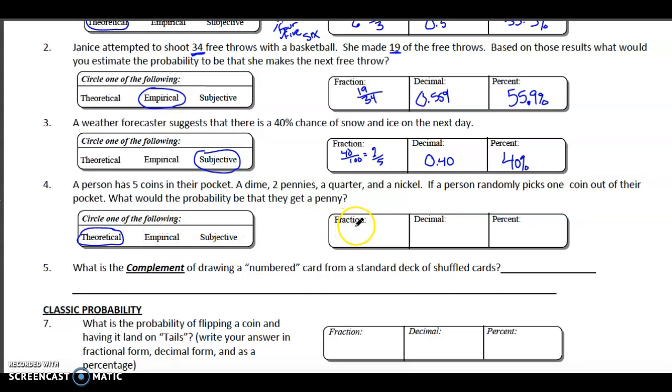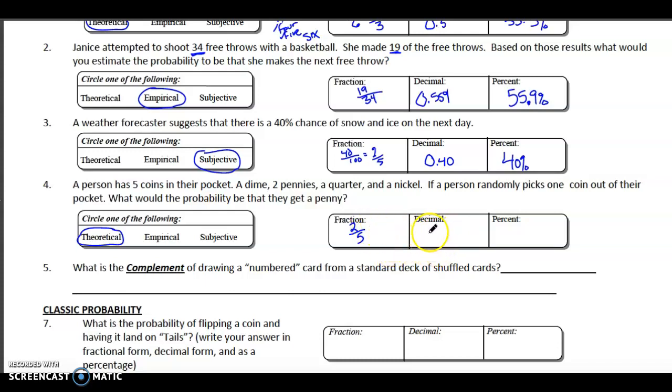They have 5 coins. And all things being equal, let's take away the fact that the coins are different sizes and maybe it's easier to pick the quarter out than the dime because the quarter's larger or anything like that. But there are 2 pennies and there are 5 total coins. So what's the probability, if it's random, that it picks 1 coin out of their pocket? What's the probability that they get a penny?